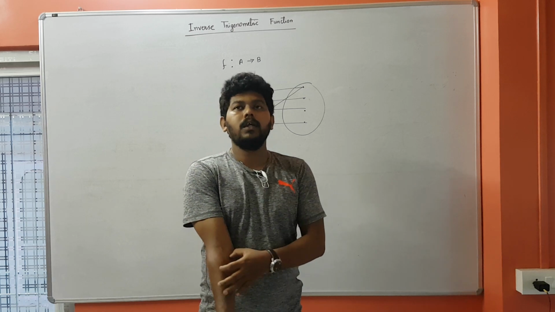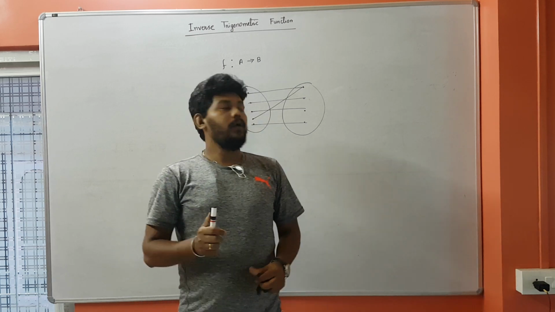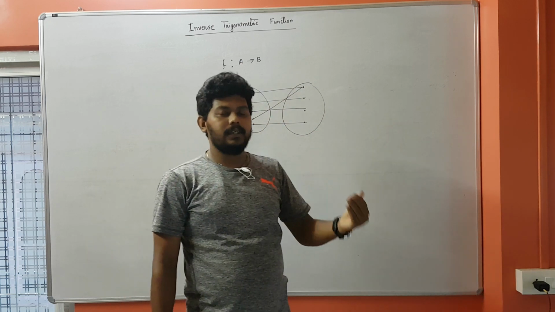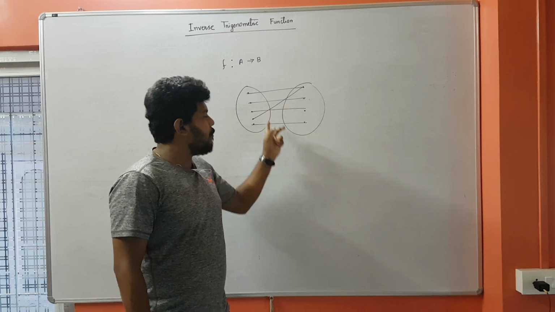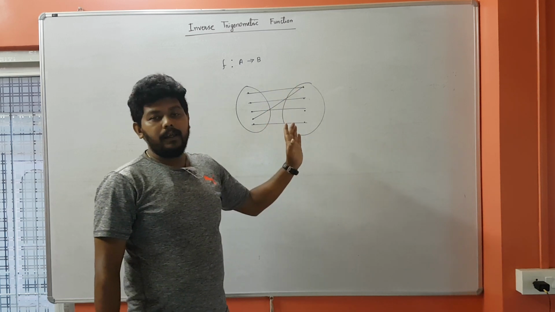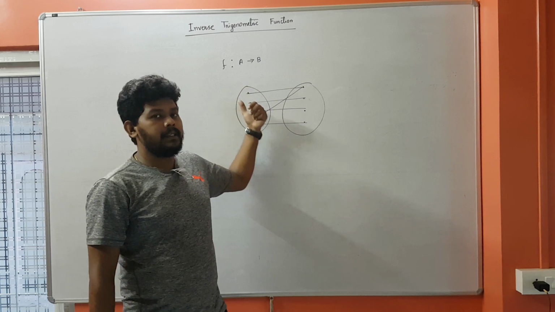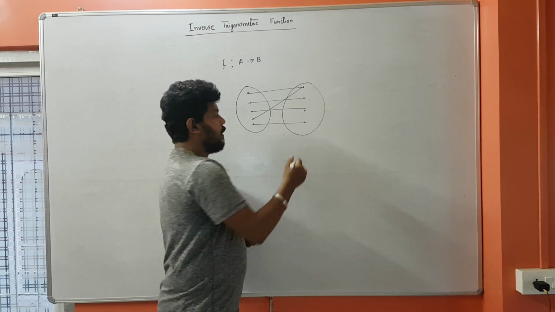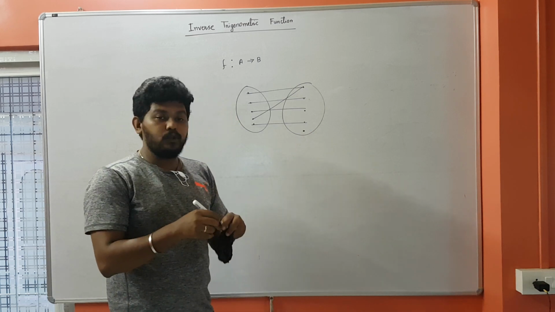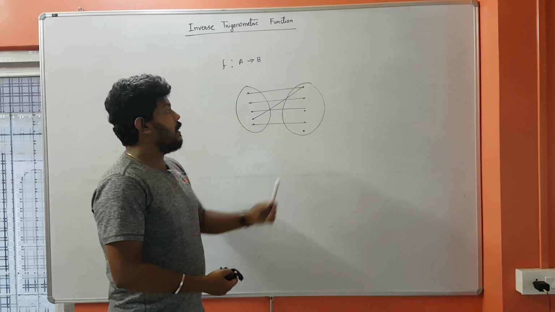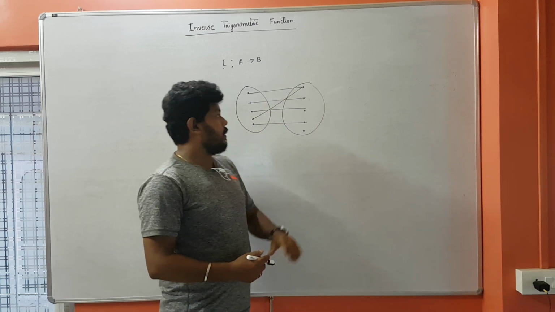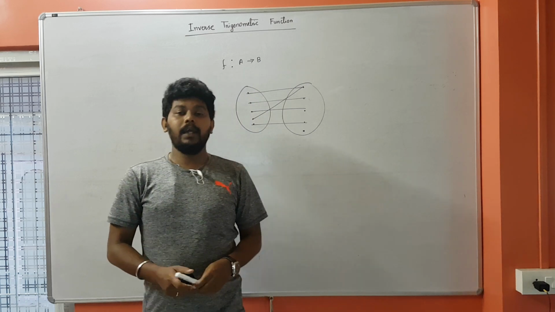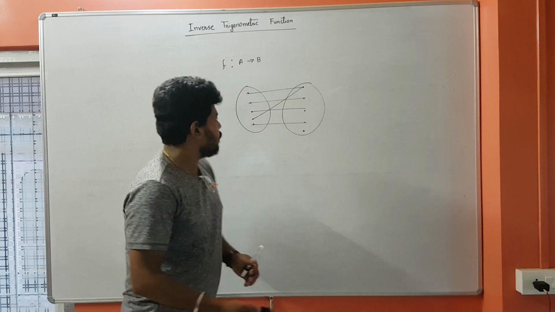What is an onto function? Onto function means when the entire B participates in range formation, that is each and every element of B has at least one pre-image in A, it is called an onto function. If there exists an element in B which has no pre-image in A, that is the entire B does not participate in range formation, which is called an into function or not onto function.